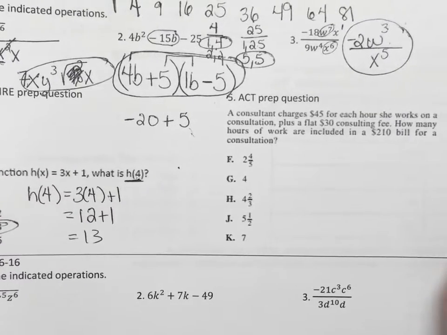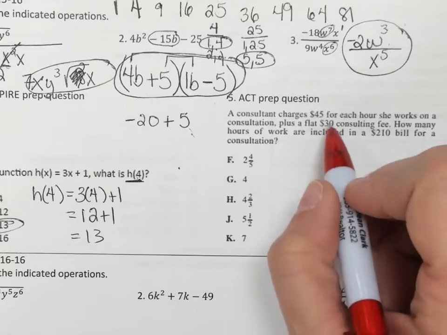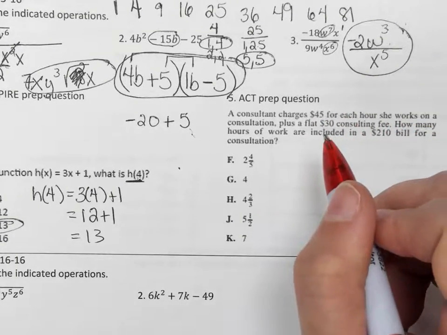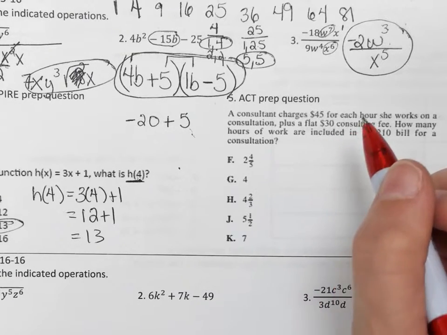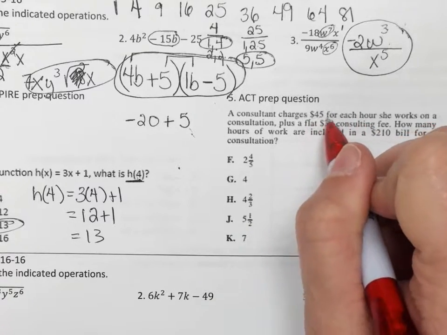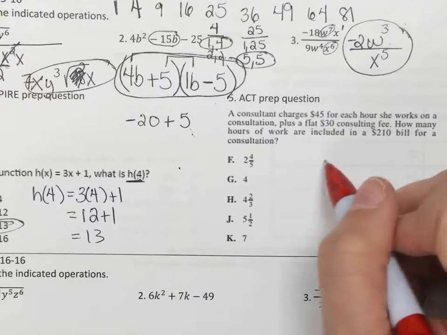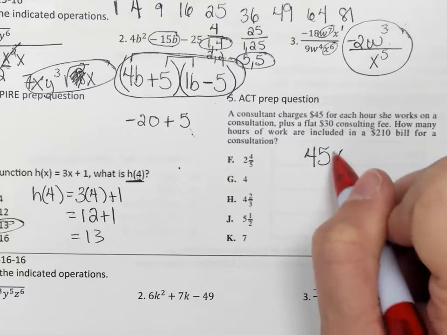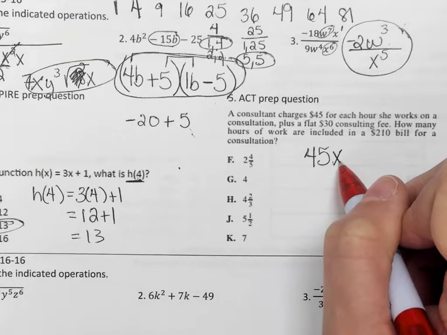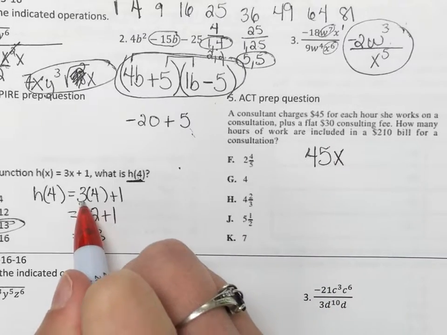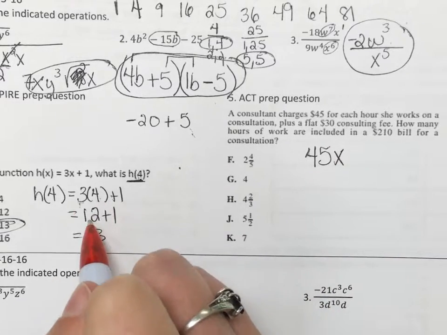Alright, let's look at this one. A consultant charges $45 for each hour she works. Alright, so guys, let's say you cut yards, or whatever it is you do. If you're going to charge $45 for each hour, does that mean you're going to get a flat $45, or does that mean your money's going to change for how many hours you get? It's going to change. So if it's going to change, that's where you put a letter. That's why we put letters in math, because it says this 45 is going to change. Just like here, this 3 changed when we put that 4 right there. 3 times 4 became 12.